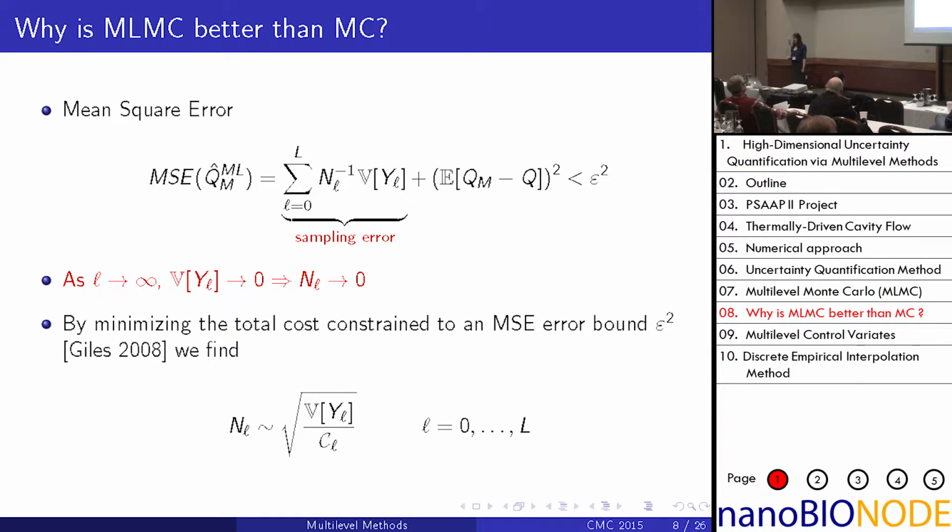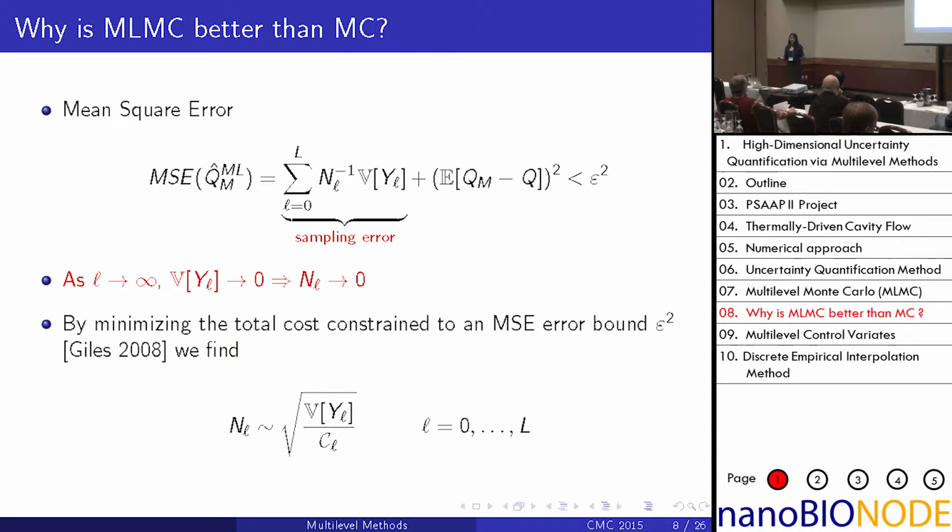So why is multi-level Monte Carlo better than Monte Carlo? We can look at the mean square error. First, our sampling error is fairly different. Instead of a single term, we now have a sum of the variances of our correction terms divided by n sub l, our sample number. And the theory tells us that as L goes to infinity, our variance goes to 0. This means the number of samples we need to keep the sampling error small goes to 0 as we get to finer and finer grids.